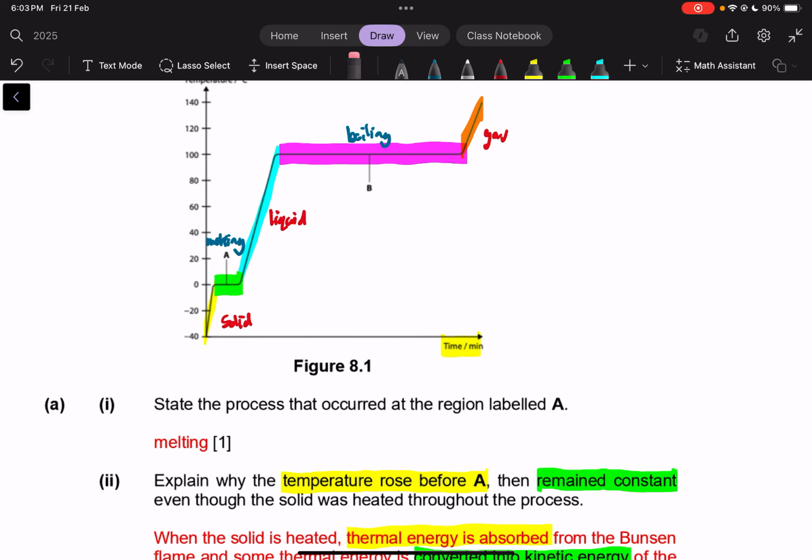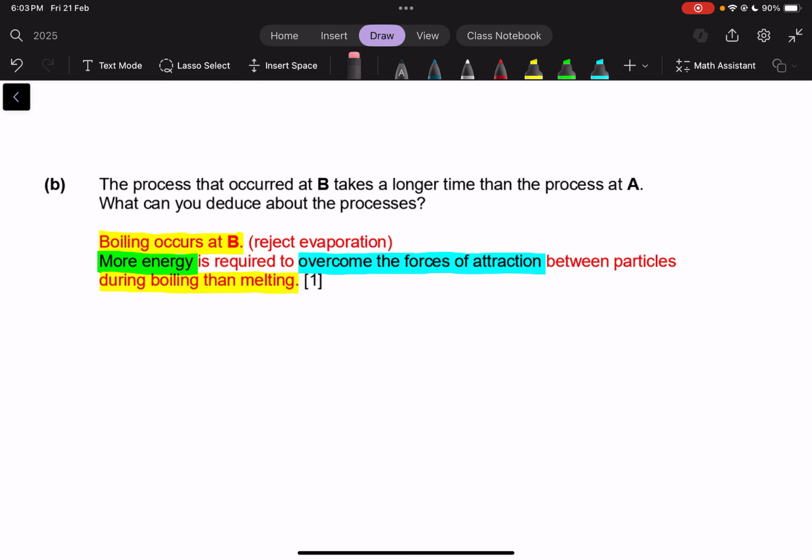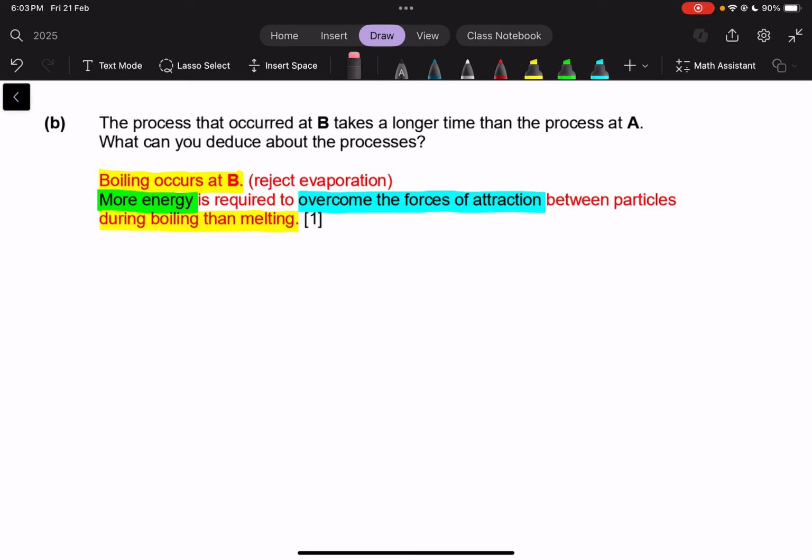The latent heat of vaporization is always higher than the latent heat of fusion, because in reality, to change a liquid to a gas, you require much more energy to allow the particles to become very far apart and to move in a disorderly manner. So that state change will require a lot more energy. So just link back to the concept of energy. You need more time because more heat is required. More heat required means more thermal energy. More thermal energy means you require more energy to overcome the forces of attraction.